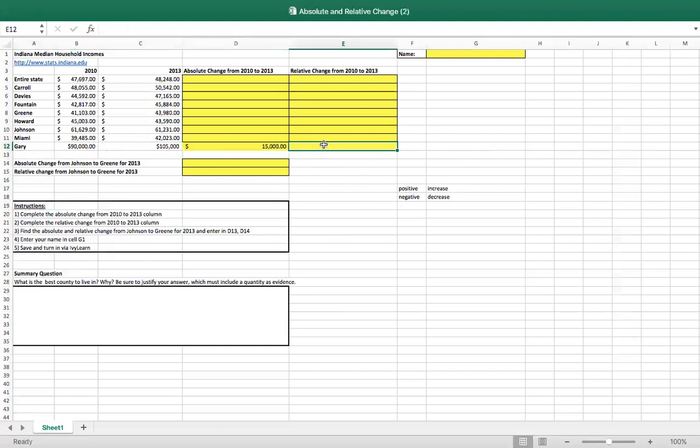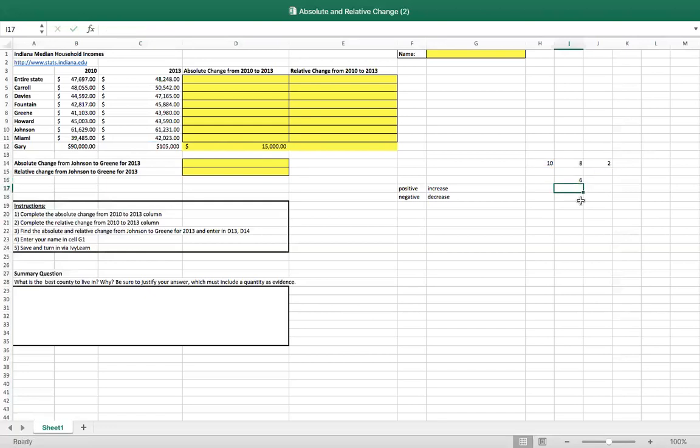Now let's look at relative change from 2010 to 2013. So we could write out the whole formula. You got to be careful when you do that because let me just show you a simple example. If I have the numbers 10, 8, and 2. What is 10 minus 8, divided by 2? Well, you might think it's going to be 1 because 10 minus 8 is 2, and 2 divided by 2 is 1.